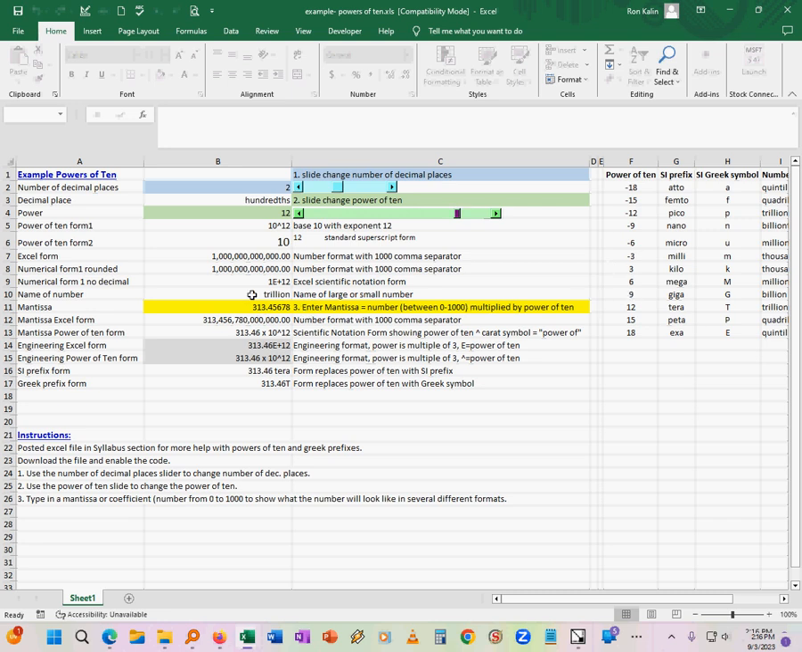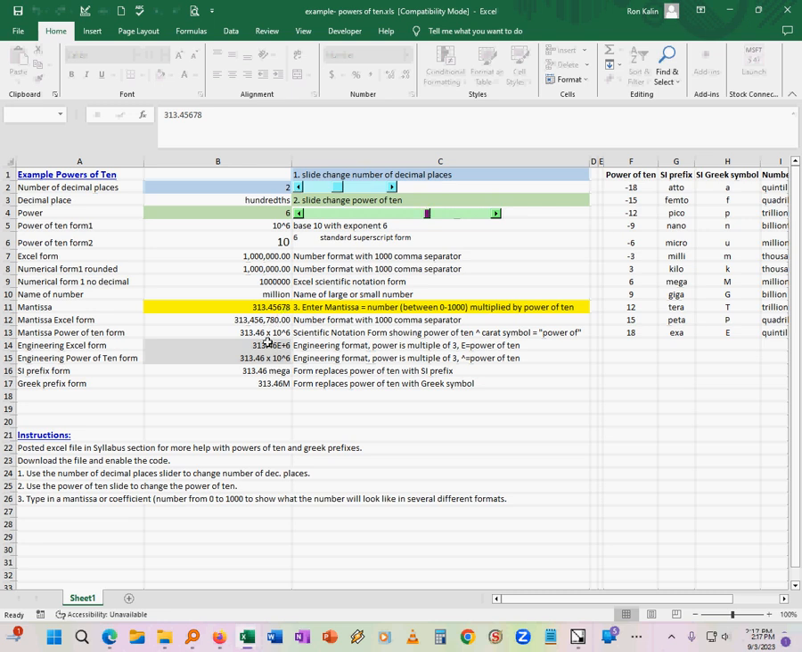And then the final step that you can change in this file is you can type in the mantissa, which is also called the coefficient, which is a number between 1 and 1,000 multiplied by the power of 10. And then everything below that depicts what that would look like if you took this mantissa and multiplied it by this power of 10. So the number format with 1,000 separator looks like this. If we bring it down to something a little smaller, let's say 313.45678 times 10 to the 6th, or a million. So that's what this would look like.